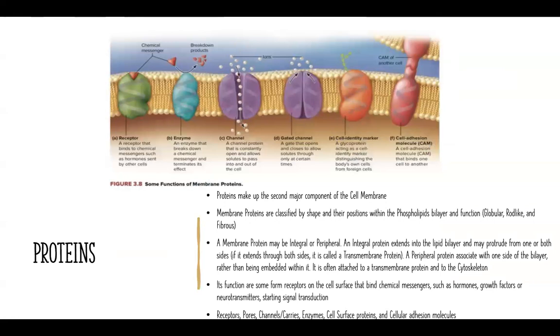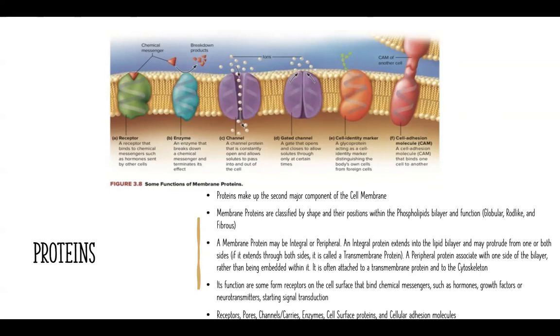Proteins. Proteins make up the second major component of the cell membrane. Membrane proteins are classified by shape, their positions within the phospholipid bilayer, and function. A membrane protein may be integral or peripheral. An integral protein extends into the lipid bilayer and may protrude from one or both sides. If it extends through both sides, it is called a transmembrane protein. A peripheral protein associates with one side of the bilayer, rather than being embedded within it. It is often attached to a transmembrane protein and to the cytoskeleton.